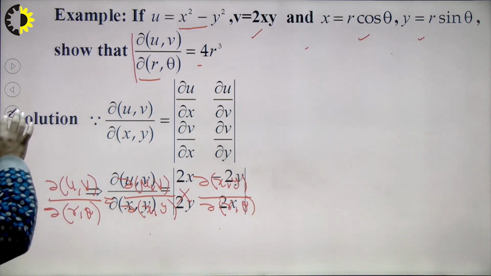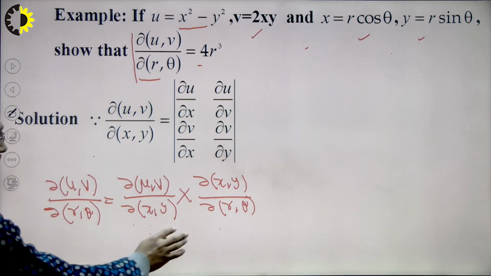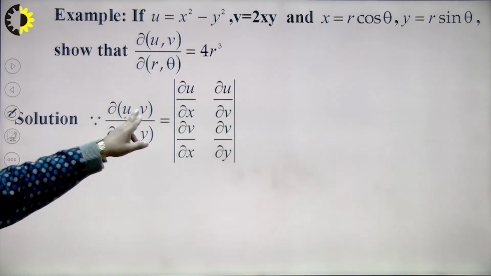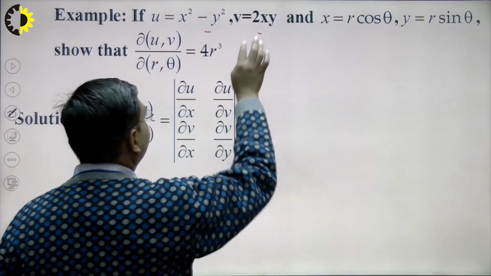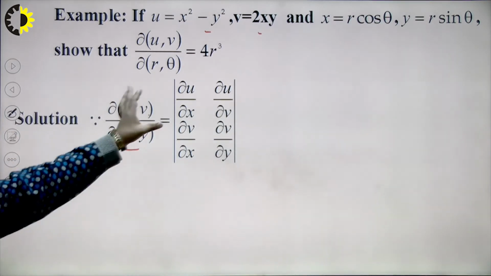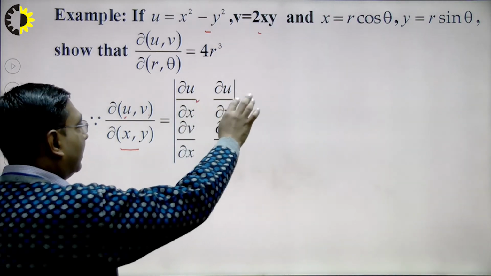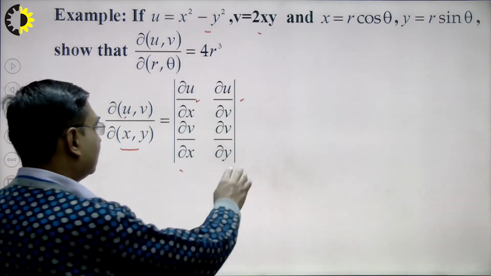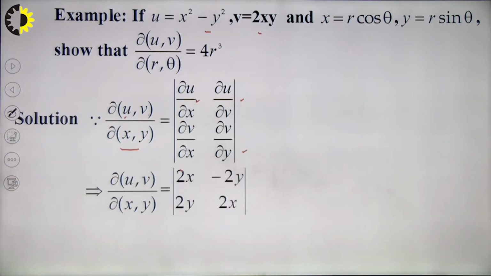Here we are trying to first calculate this Jacobian del uv over del xy, and because u and v are explicitly expressed in terms of x and y, we can find this Jacobian directly. This del uv over del xy is del u over del x, del u over del y, del v over del x, del v over del y. Partial derivatives will be substituted here.